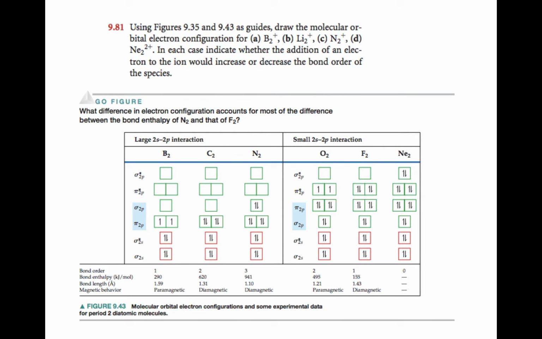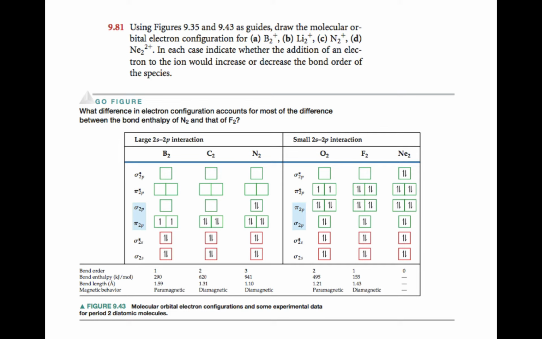So this would be the configuration where you're filling the pi bonding orbitals before the sigma 2p orbital for B2, C2, and N2. When you get to O2, now all of a sudden you've got enough protons in the nuclei of these atoms to have the electrons shared between the nuclei. That pulls the electrons back in between the two nuclei, and you fill the sigma bonding orbital before the pi bonding orbital. All right, so that's going to be the same for O2, F2, and Ne2.